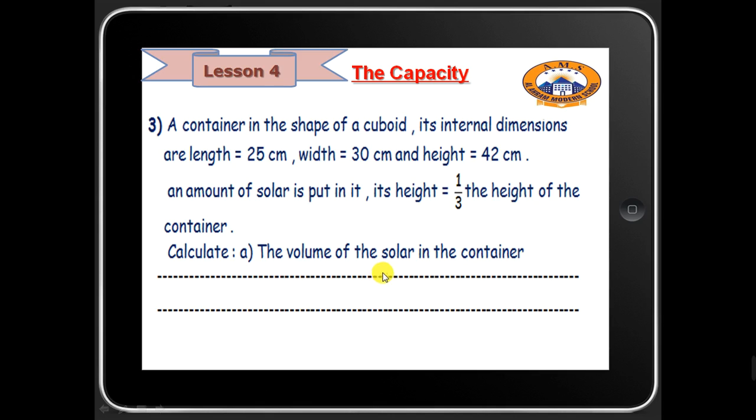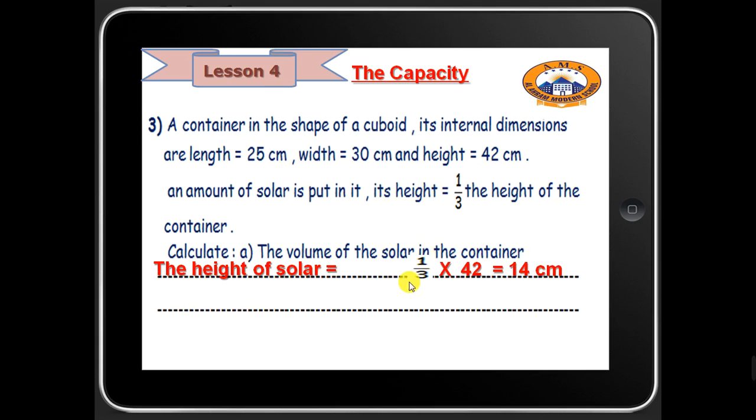To calculate the volume here, I first want the height of the solar. How can I calculate this? Just multiply a third of the height of the container, times 42, to get the height of the solar. So the height of the solar equals a third times 42. 42 is the height of the container. That will give me 14 centimeters.